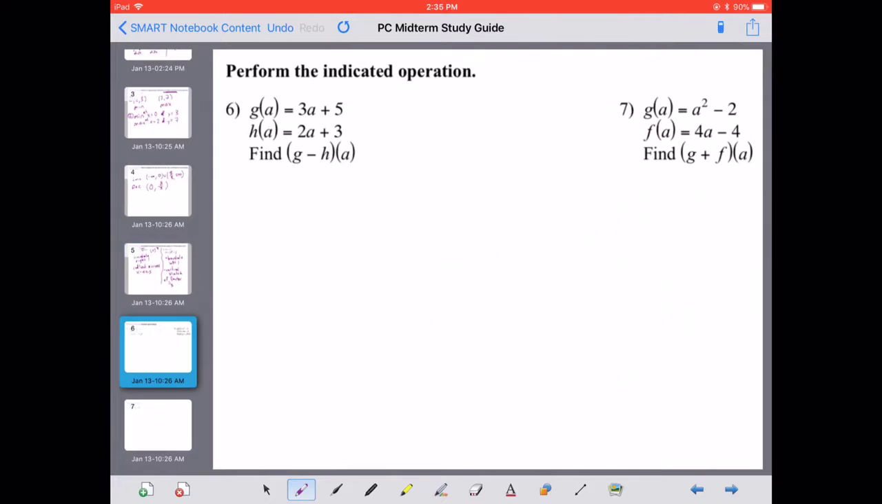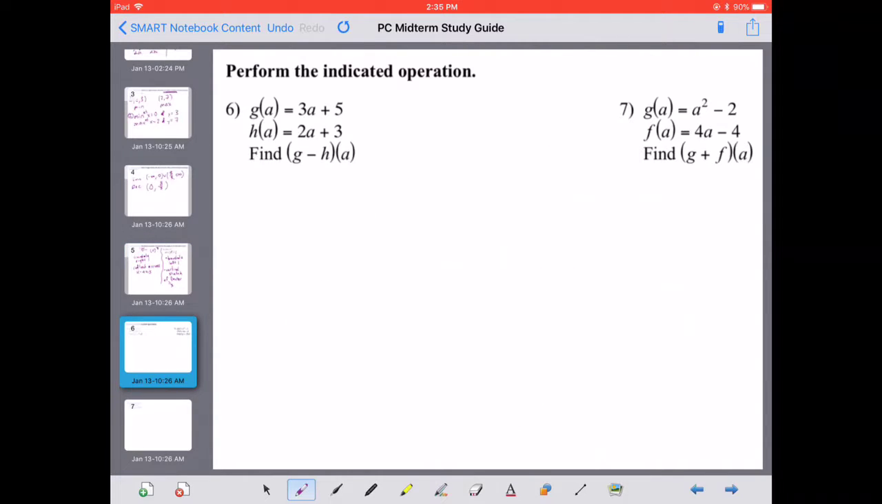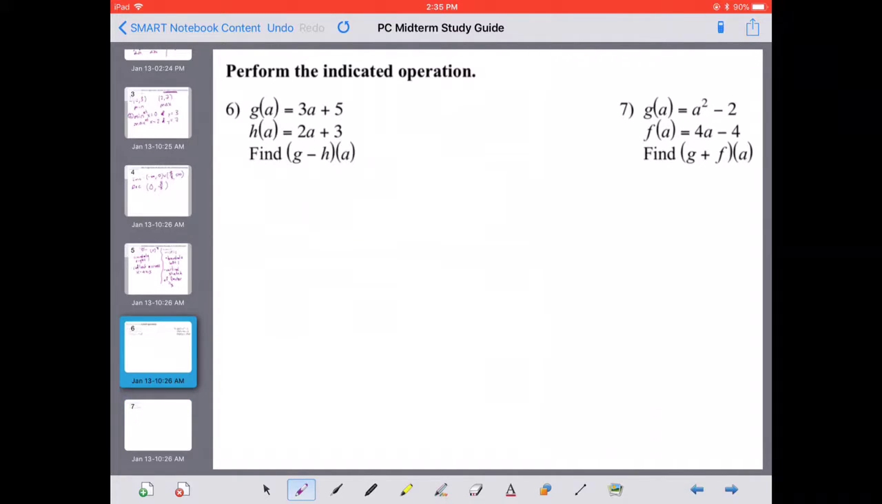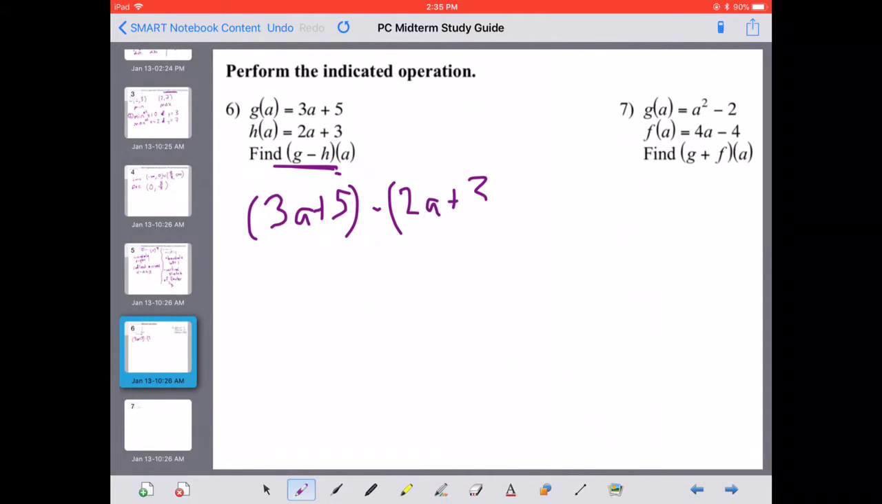So let's move on to number 6. I'll do 6, 7, and 8 in this video, and then move on to another video for 9 and so on. So let's move on to these where we are just doing some math on these functions. Notice inside the parentheses, it's going to tell us we want to do g minus h. So let's write down what we have for g, which is 3a plus 5. And with these, let's always just overuse our parentheses to be safe. So we have minus, and then our h, which is 2a plus 3.